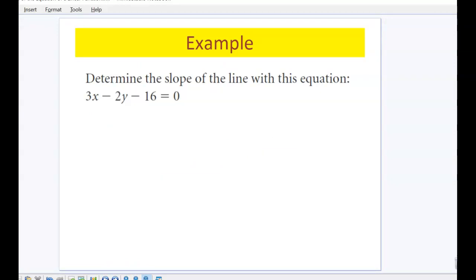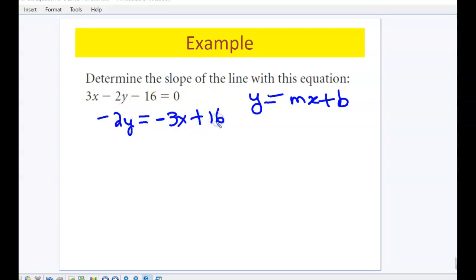Okay, in our next example, we're asked to determine the slope of a line with this equation, and the easiest form to put this into to determine the slope would be the form y equals mx plus b. So again, I am going to subtract the 3x over and add the 16. So I've done two things at once. I've taken these two terms over to the other side. And now I'm going to divide each term by negative 2.